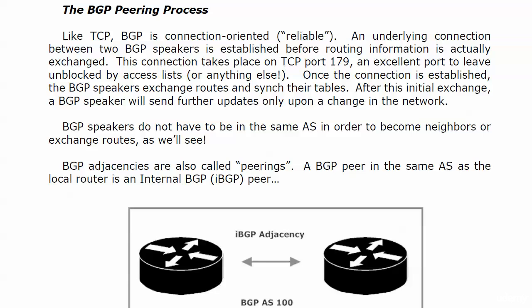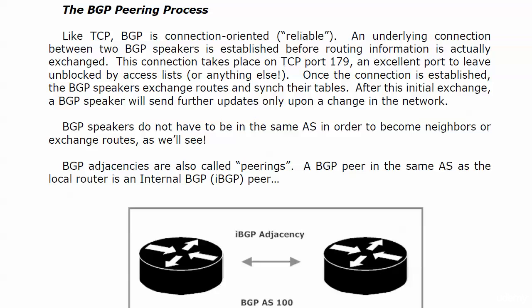of our BGP deployment. Just like TCP, BGP is connection oriented. It's considered reliable. And we're going to have an underlying connection between two BGP speakers before the routing updates are actually exchanged. Now that connection takes place on TCP port 179, which is a port you've got to leave unblocked by access lists or anything else you happen to be blocking stuff with on your Cisco routers.